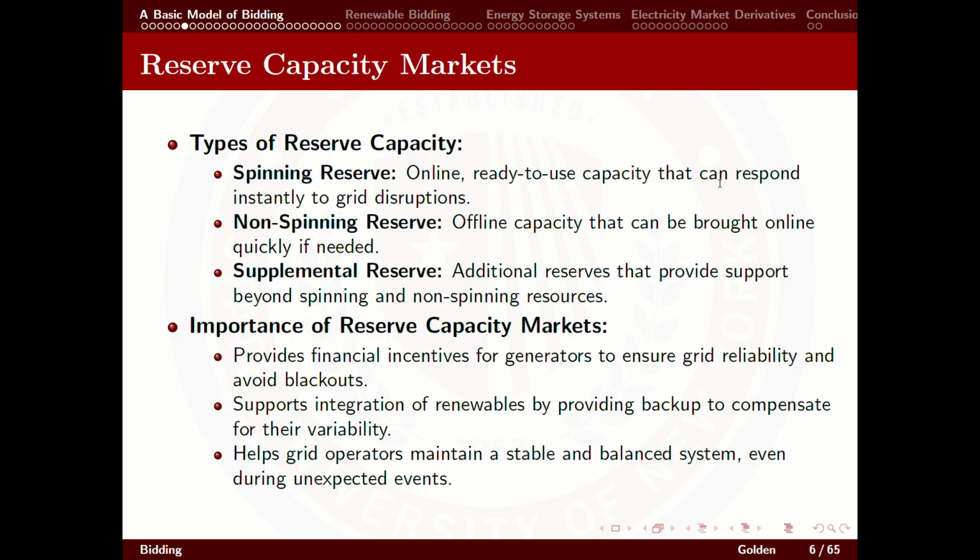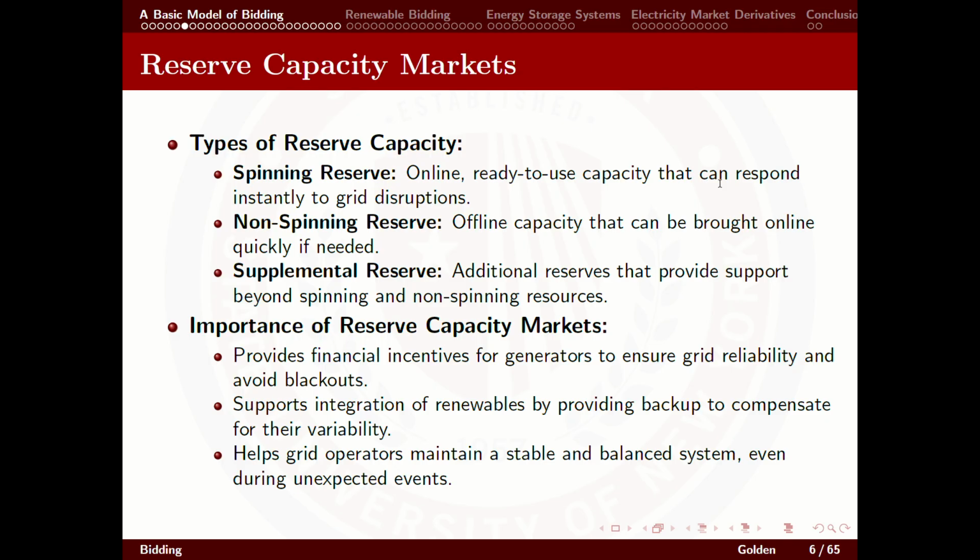Importantly, reserve capacity markets provide financial incentives for generators to ensure grid reliability and avoid blackouts. They help support integration of renewables by providing backup to compensate for variability. And they help grid operators maintain a stable and balanced system even during unexpected events.